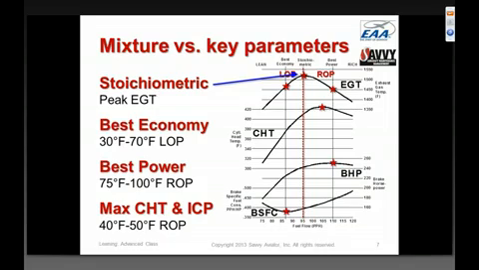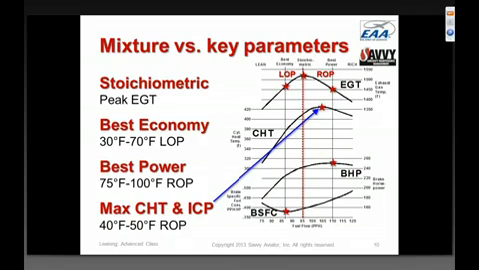Stoichiometric, of course, occurs at peak EGT. Best economy and best power we just looked at, and the mixture that occurs at about 40 to 50 degrees rich of peak is where cylinder head temperature is maximum and internal cylinder pressure is maximum. That is the most stressful mixture on the engine, and it's the place that we want to try to avoid unless we are operating at very low power. And again, the point of maximum CHT and maximum engine stress occurs about 40 to 50 degrees rich of peak.